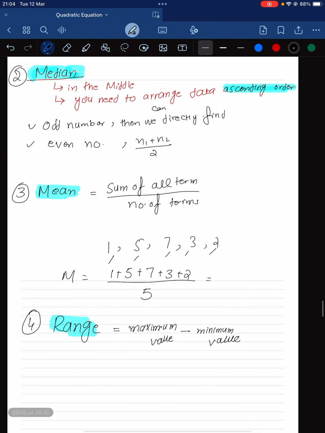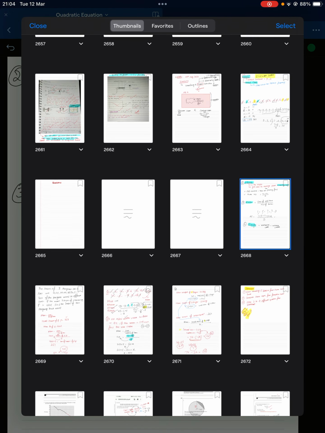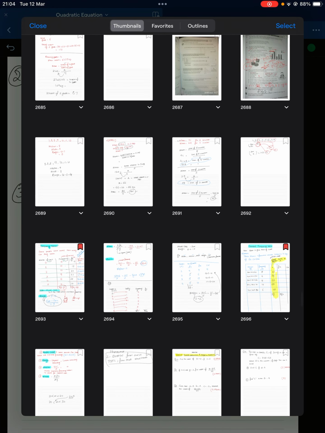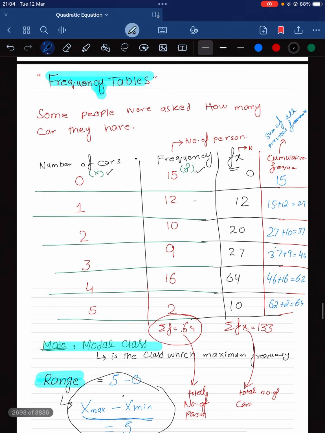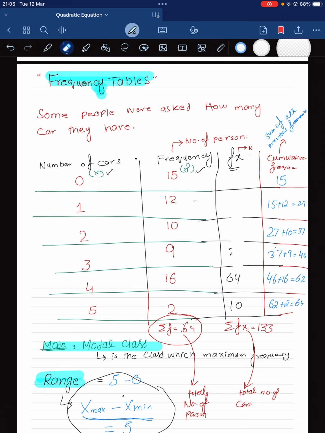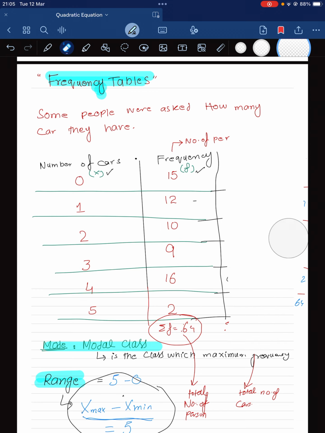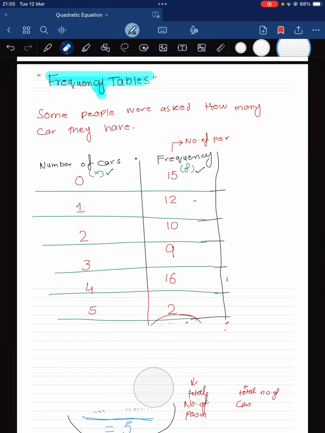Okay, one minute, let me open the question. And this is the question. So this is the frequency table. We will do all the working again, so I'm just going to erase all the values. Basically this is what is given in the question, so we need to find out all the remaining things.